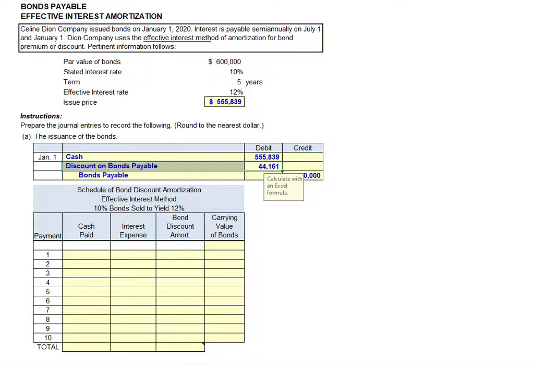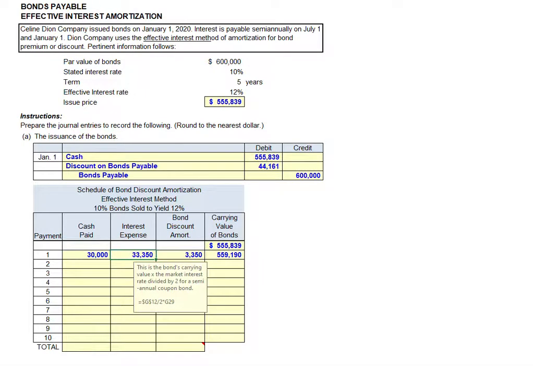Let's go ahead and take a look at our bond amortization table. It begins with the bond's net carrying value, the issue price of $555,839. Again, we're going to pay cash every period of $30,000. Our interest expense will be $33,350 in the first period. That is the bond's carrying value of $555,839 times 12% interest divided by 2, a 6% semi-annual rate, and that's where we get the $33,350.